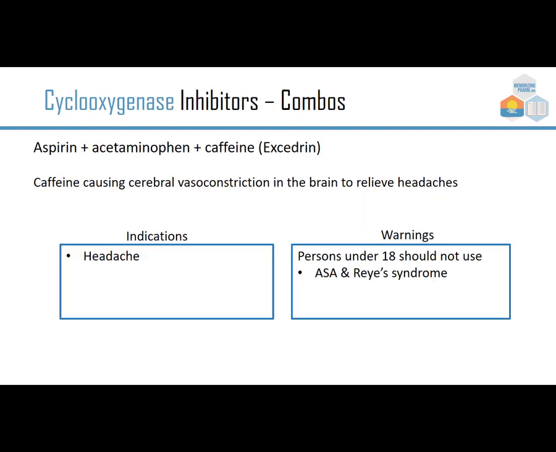We may have a combination drug. One good example is aspirin with acetaminophen and caffeine, or brand Excedrin. Caffeine causes cerebral vasoconstriction in the brain, hopefully to relieve the headaches. Persons under 18 shouldn't use it because of the risk of Reye's syndrome and the acetylsalicylic acid, or the aspirin. But the idea is that we're giving an anti-inflammatory with aspirin, a drug that relieves pain with acetaminophen, and a drug that causes vasoconstriction with caffeine.